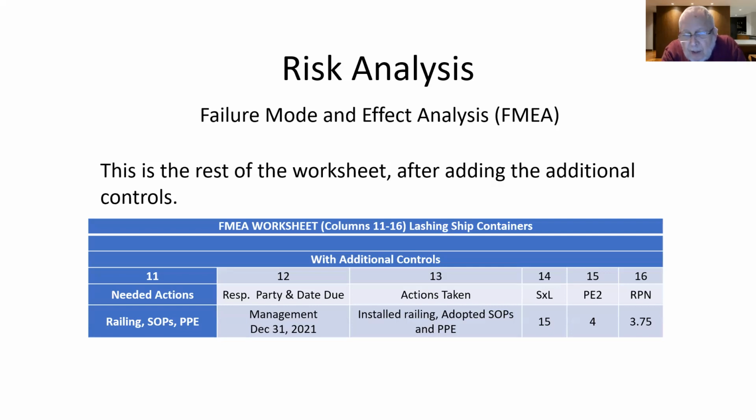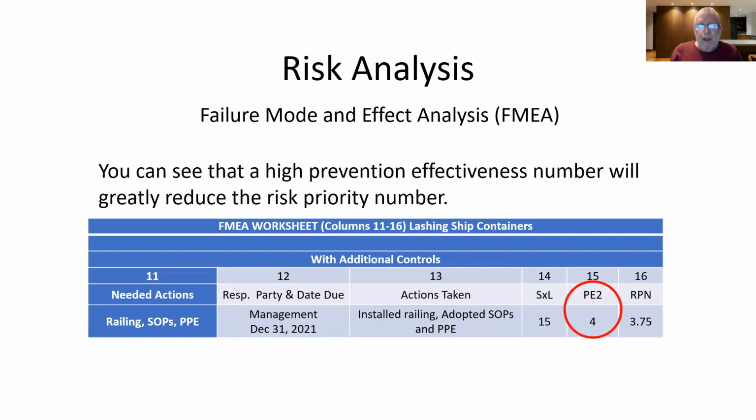Again, number 14 was very likely, it was a 15, if you remember, and the PE, the preventive effectiveness, was a 1 before. So now the preventive effectiveness is a 4 because they have engineering control here. So that changes the risk priority number to 3.75 from 15. That's pretty dramatic. Now, the other way of doing this would be in your severity. You could do that back in the severity so you don't get a 15 here in column 14, but that's fine. The preventive effectiveness is not a bad idea. You can see the high preventive effectiveness number will greatly reduce the risk priority number.